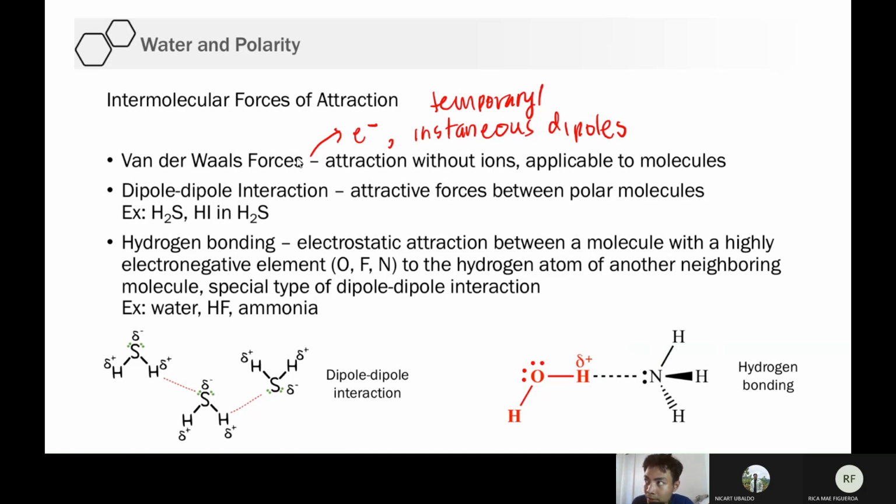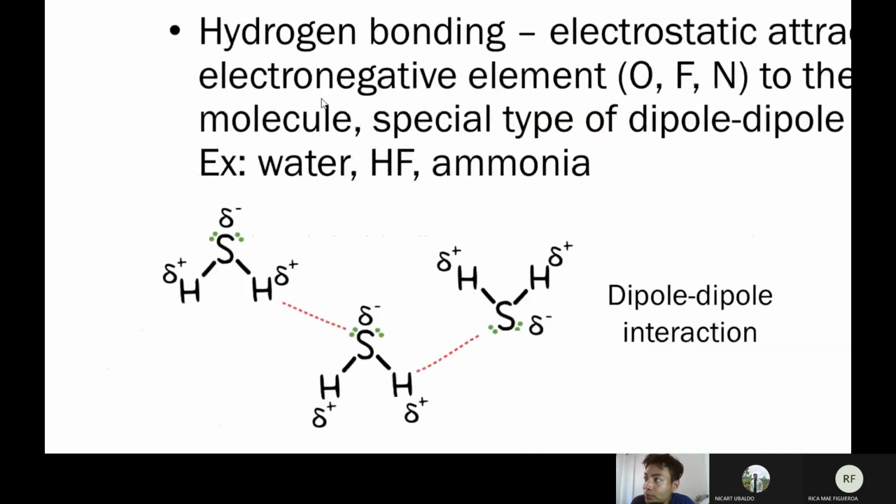Next one is the dipole-dipole interaction. This is the attraction between a dipole molecule and another dipole molecule. Remember, when we have a dipole, we have partial positive and partial negative ends for our molecule. Those partially charged ends of our molecules can be attracted to one another, just as shown here. So for example, we have this hydrogen sulfide.